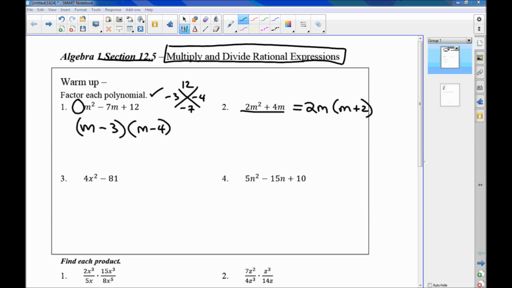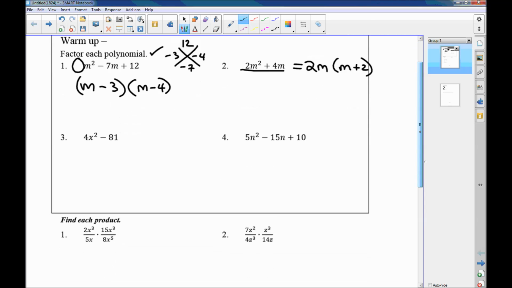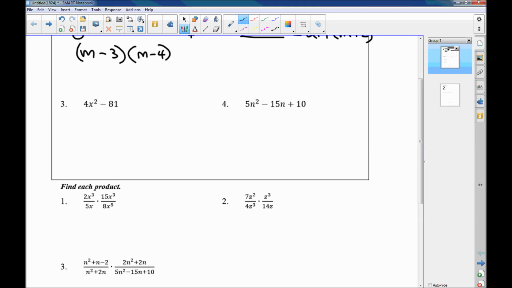All right, number 3. This is a binomial, but there is no common factor in them. However, it is a difference of squares. So this is one of our special ones. This factors into 2x minus 9 and 2x plus 9. Remember, the square root of this is 2x and the square root of this is 9. That's why it's called a difference of perfect squares.